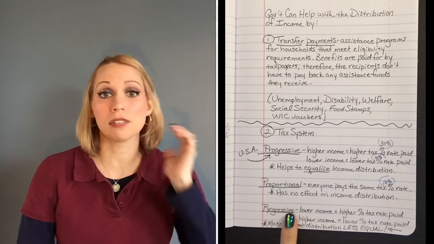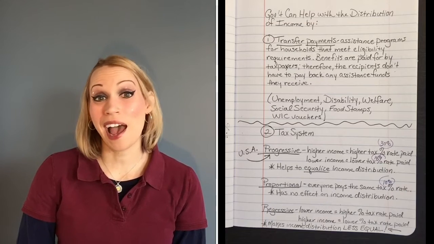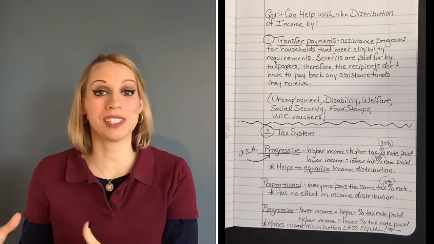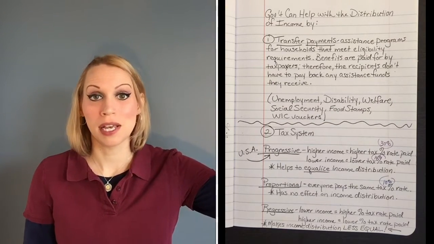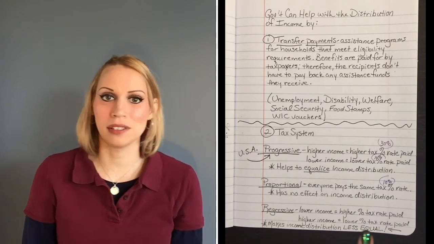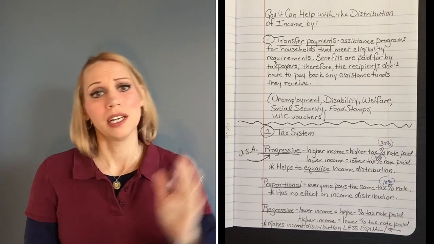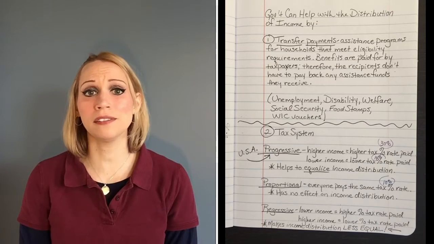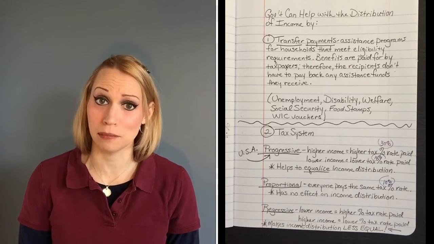Finally, there does exist a regressive tax system. A regressive tax system is where actually the people that are making the lower incomes pay a higher percentage in taxes, and the people that are making the higher incomes pay a lower percentage in taxes. And as you can imagine, this just leads to the rich keeping more of their money and getting richer, and the poor having to pay more money and being poorer. So a regressive tax system actually exacerbates the situation of income inequality.